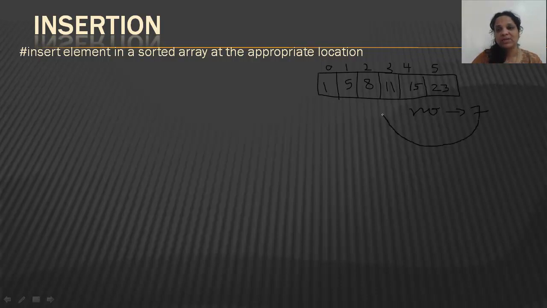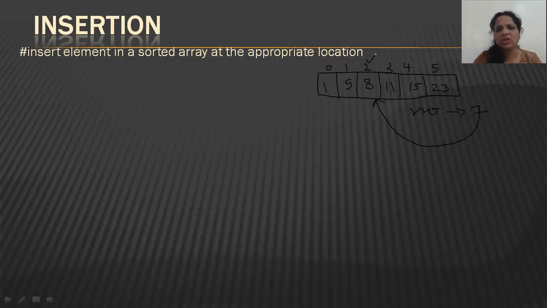Now I know the number 7 has to be inserted here. Why do I say that number 7 has to come there? Because when I compare 1 with 7, is 1 greater than 7? No. Is 5 greater than 7? No. Is 8 greater than 7? Yes. So the minute you find an element in the array which is greater than the number that you want to insert, then that is the location where the number has to be inserted. Clear?